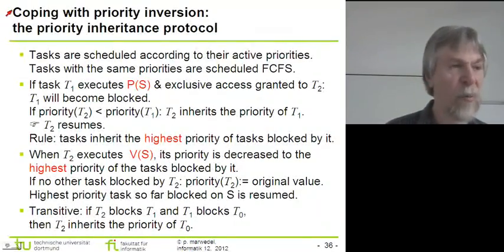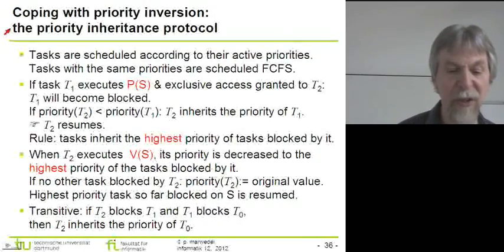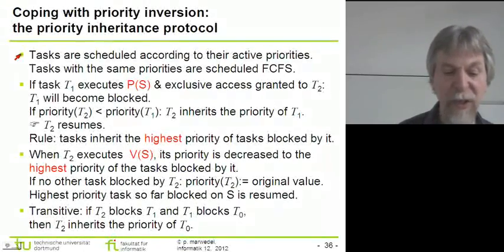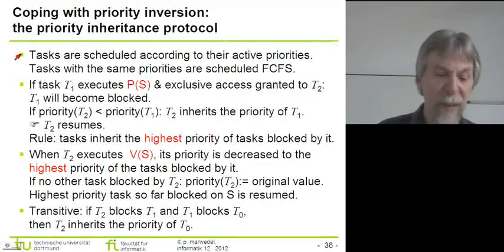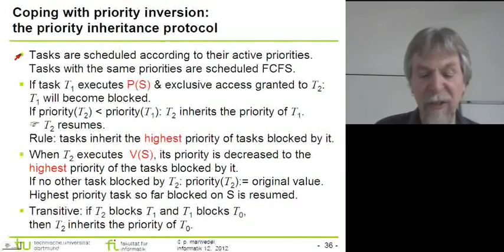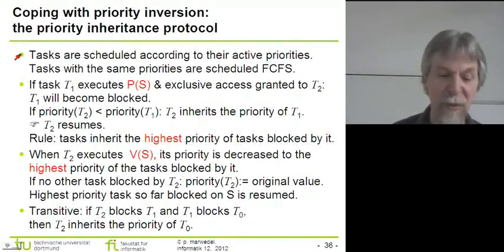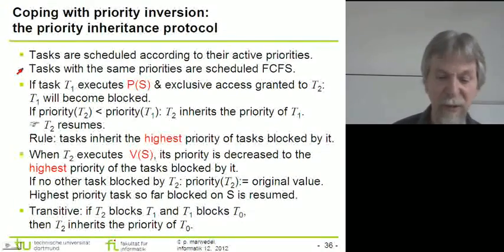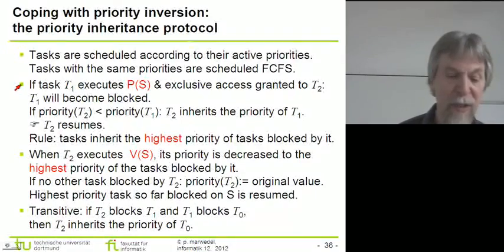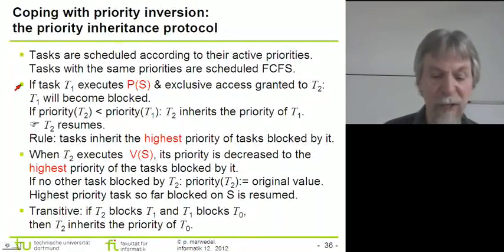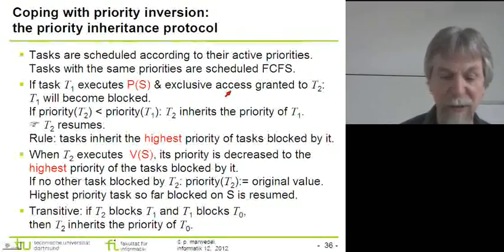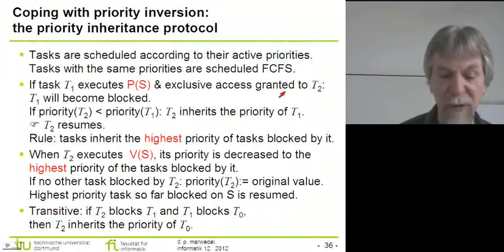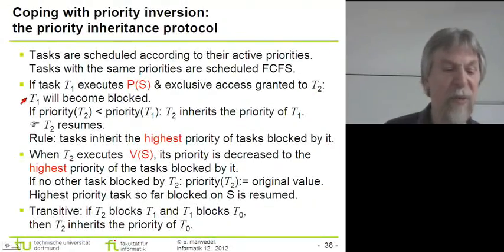And one way of coping with this effect is the use of the so-called priority inheritance protocol. The priority inheritance protocol works as follows. In the priority inheritance protocol, tasks are scheduled according to their active priorities, well, as usual. Tasks with the same priorities are scheduled first come, first serve, well, also as usual. So now let's assume that a particular task is executing a P of S operation, and let's assume that exclusive access has been granted to some other task. Then, as usual, this task T1 will become blocked.